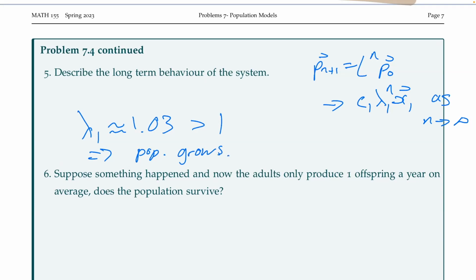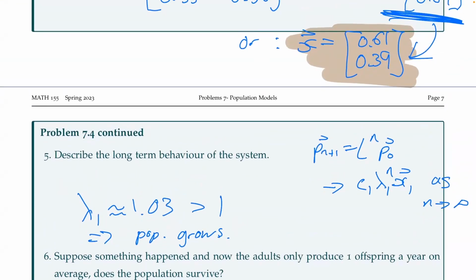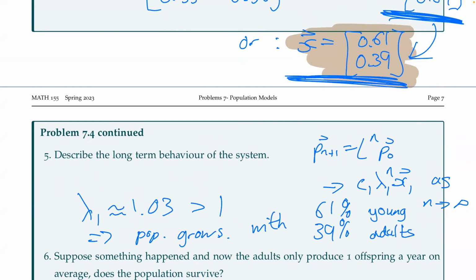We also looked at that eigenvector, remember, from above. In the long term, our population is going to tend towards the proportions determined by that eigenvector. So we know that the population is going to be growing, but in the long term, we're going to have approximately 61% in the first age class, the young, and 39% as adults. And we get that by looking at this eigenvector here.